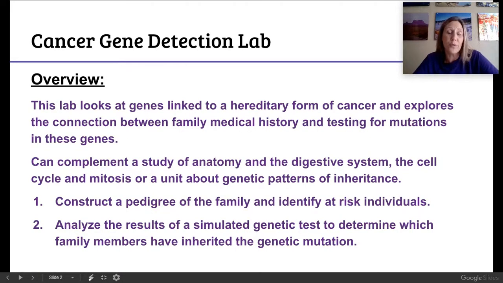So the overview of this lab basically looks at a simulated family, and the kids are going to end up making a pedigree of this simulated family and looking to see which individuals are at risk for a certain type of inherited form of cancer. And then they're going to do gel electrophoresis on those individuals that are at risk and see if they've actually acquired the mutation for the inherited form of cancer.